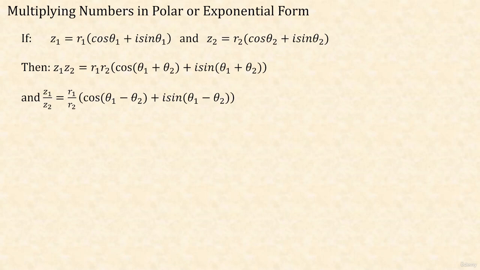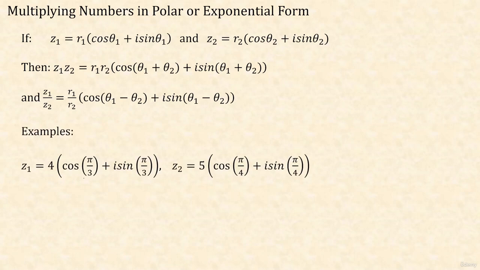So it looks like a fairly complicated formula, but really the principle is very easy. When you multiply complex numbers, you multiply their modulus and add their argument. And when you divide, you divide their modulus and you subtract their argument.